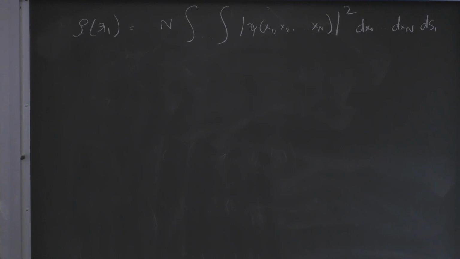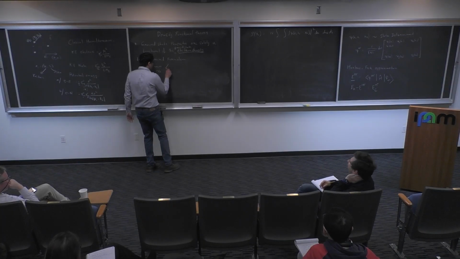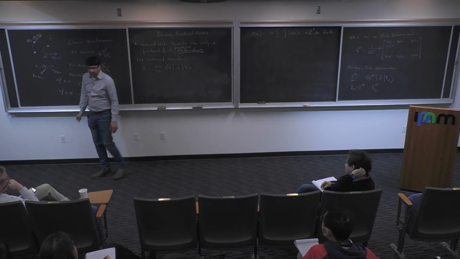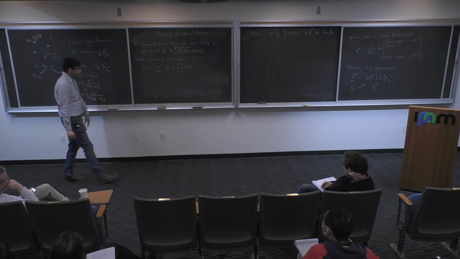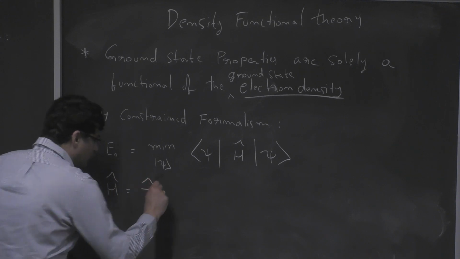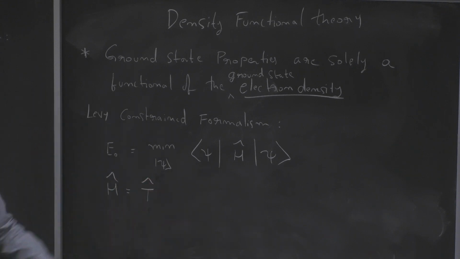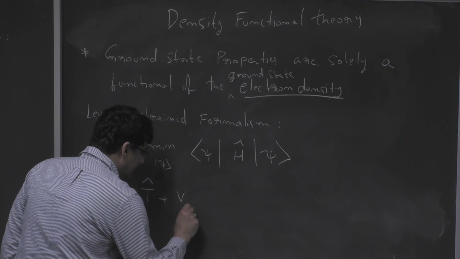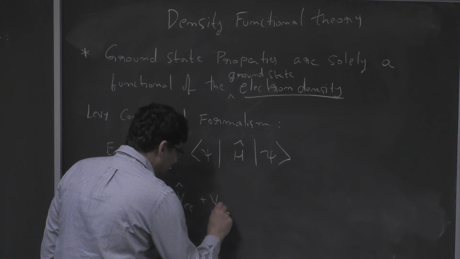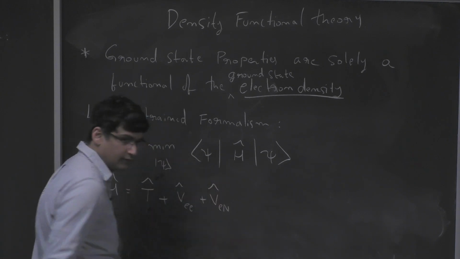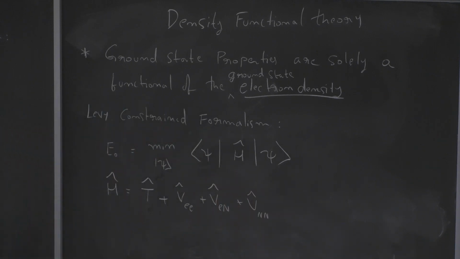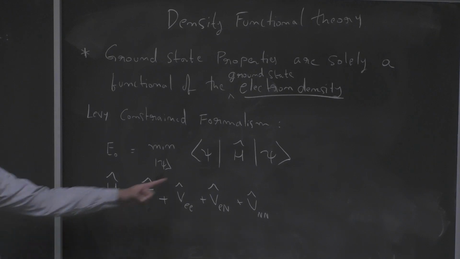Okay, so now the ground state energy is given by psi H psi, not assuming anything about psi over here. This is the many-body wave function. Now H has, I'll denote the kinetic energy of electrons by T, and then we have the electron-electron interactions, and then the electron-nuclear interactions, and then the nuclear-nuclear interactions. So these are all the various operators that we have in our Hamiltonian.